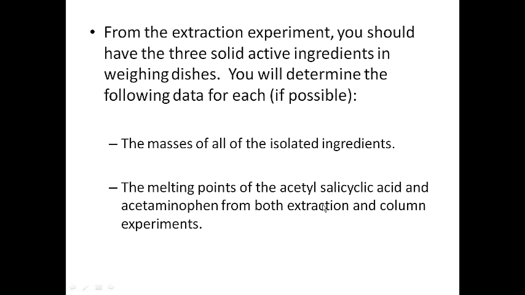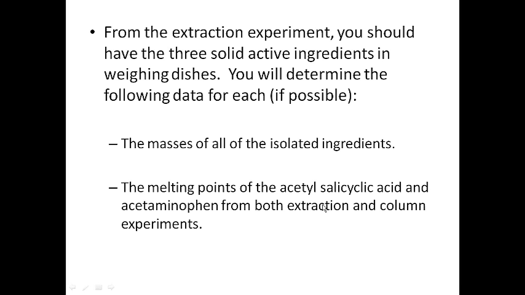And if the acetaminophen did not crystallize from the ethanol, then most of you have ethanol solutions of the acetaminophen that you can go ahead and at least spot on the TLC plates to determine what components are in there, and I'll talk about that in a moment.